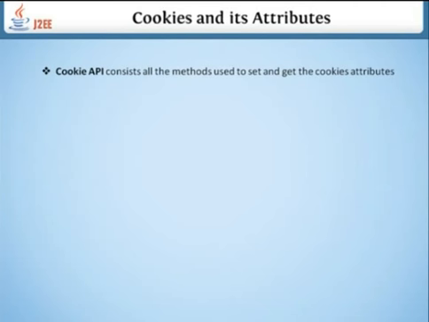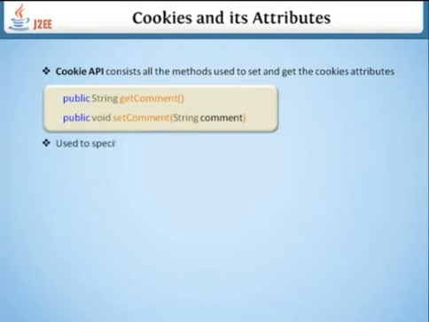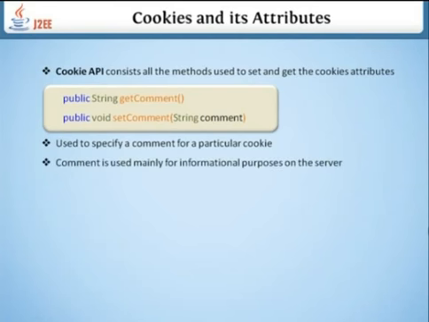The Cookie API consists of all the methods used to set and get cookie attributes. Comment is used to specify a comment for a particular cookie. Comments are used mainly for information purposes on the server.